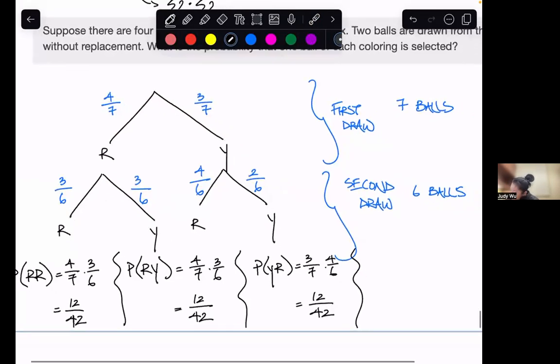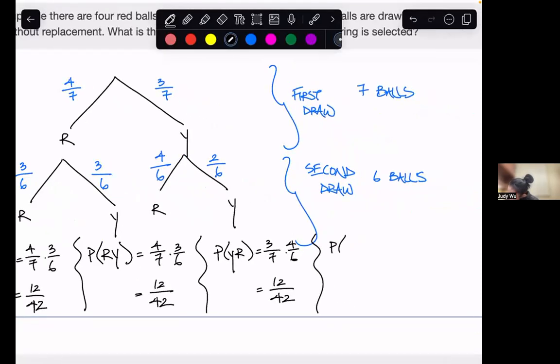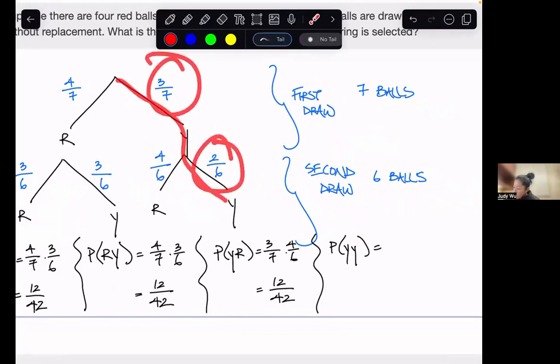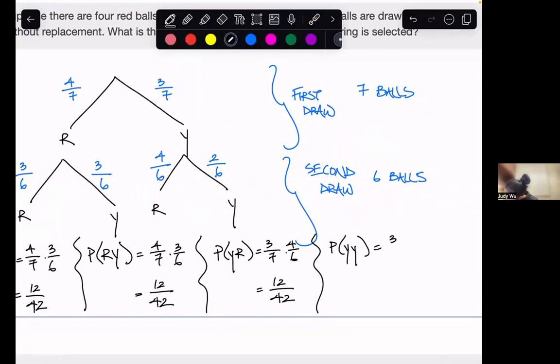And then last but not least, the probability of yellow and yellow means we'll multiply down this branch, 3 over 7 times 2 over 6. And we multiply those and we get 6 out of 42.